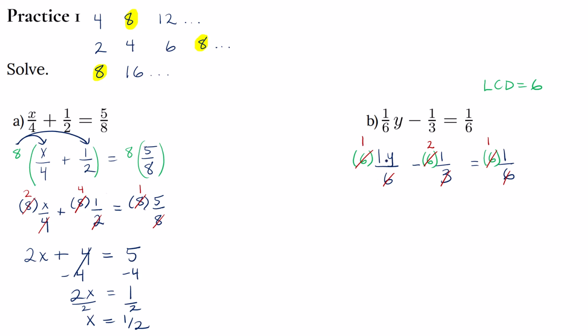So 1 multiplied by 1y is just 1y. Take away 2 times 1 is 2. And 1 times 1 is 1. So now just solve this equation. Plus 2 plus 2. 1y equals 3, and we can just drop that 1.